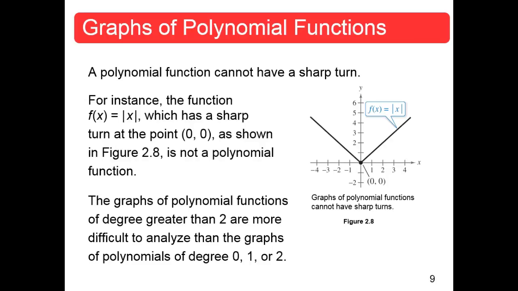Okay. So here's an example of one that's not. A polynomial function cannot have a sharp turn. This is the good old favorite.